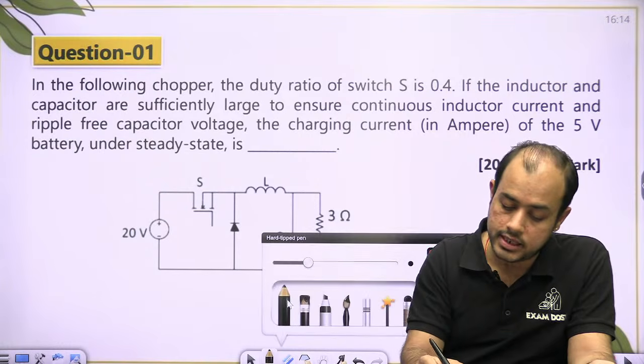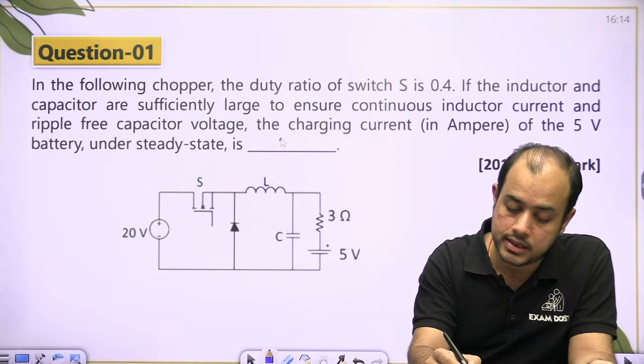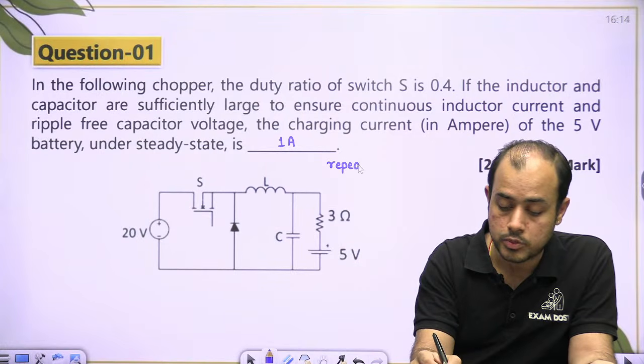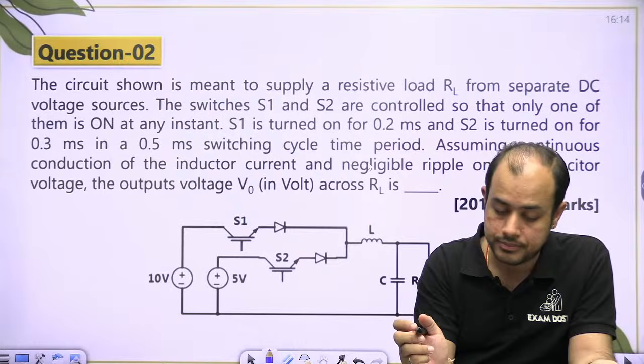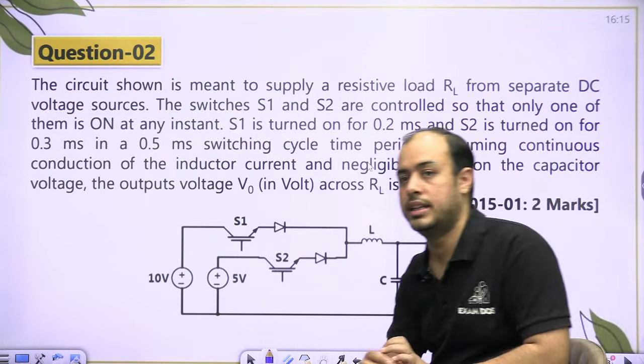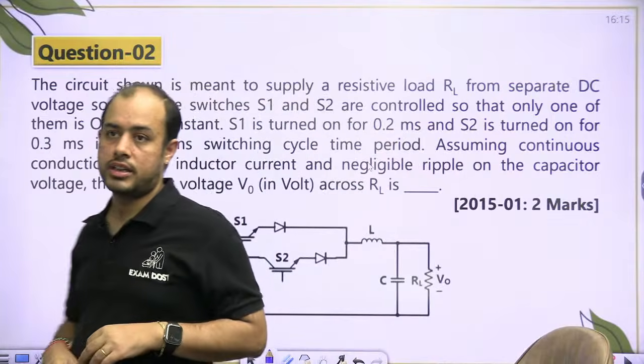This we have already done. The current was 1 ampere, right? The average output voltage was 8 volt. Try this one, beta. Try this one. This we have not done.